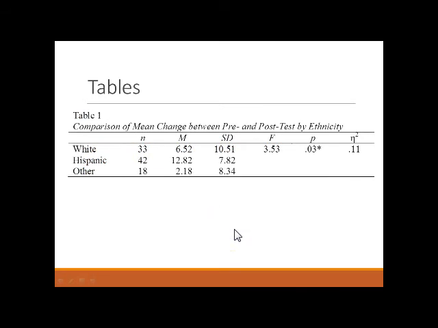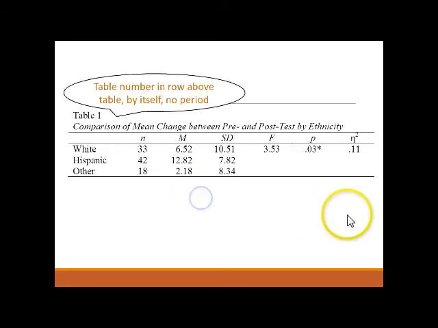In terms of tables, the table that you see right here complies with APA, and I'm going to point out all of the things that are important to keep in mind when constructing tables. So first off, table numbers appear in a row by itself above the table, not in italics, not bolded, no punctuation. The T in Table is capitalized.